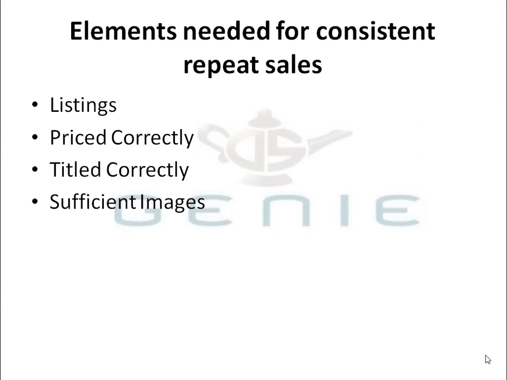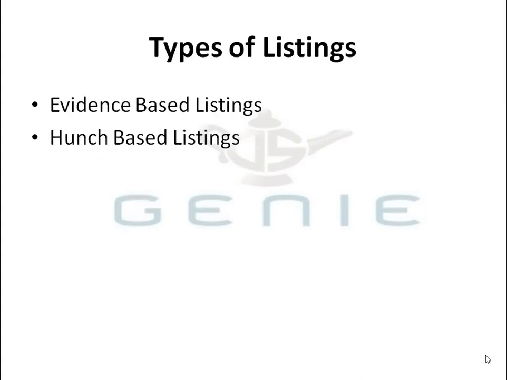You want the listings to be priced correctly, you want them to be titled correctly, and all of them need to have sufficient images. There are 2 types of listings. I like to categorize my listings under 2 types: evidence-based listings and hunch-based listings.